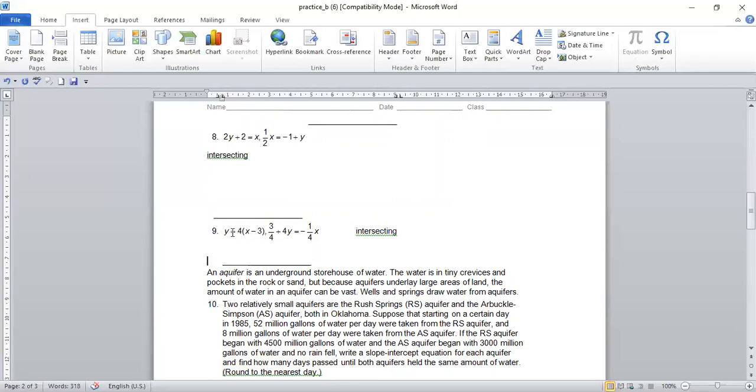This is already in that form. You just have to open up the brackets: 4x minus 12. So y is equal to 4x minus 12. But this part you have to of course change. If you change it, you will get different intercepts and different slopes. That's going to be intersecting lines.